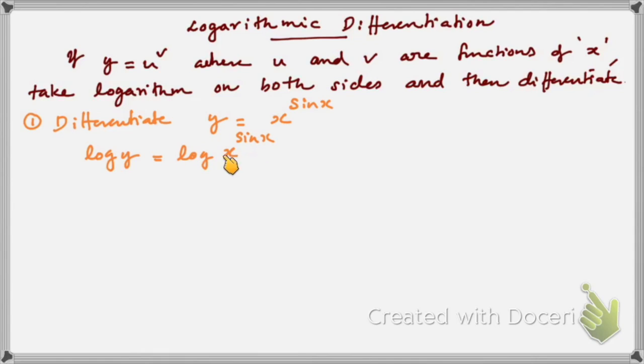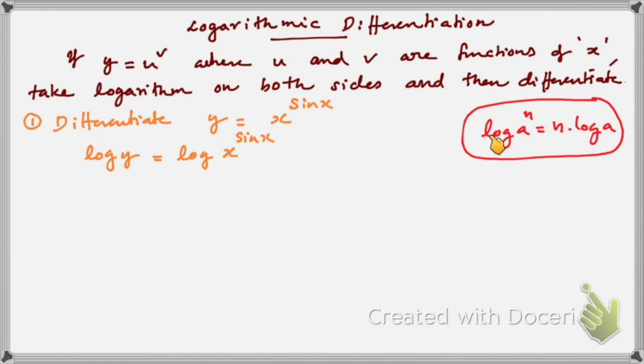This is a logarithmic property. Log of a raised to n is n times log a. Look at this property here. So if I have log of x raised to sine x, the power can come out, a log of a raised to n. The power n can come out. So it is n times log a. So this is sine x times log x. That's going to be a product there. So log y is equal to sine x into log x, and we are going to differentiate this with respect to x.